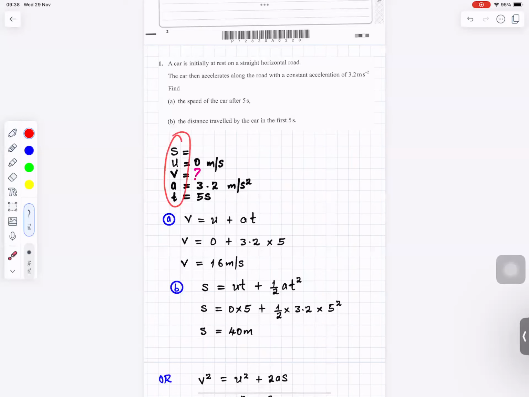Using SUVAT. S, we don't know. Initial speed is zero. Final speed, we don't know. Acceleration is 3.2 meters per second squared. And the time is 5 seconds. So using V equals U plus AT, U is 0, A is 3.2, T is 5. That gives us V to be 16 meters per second.